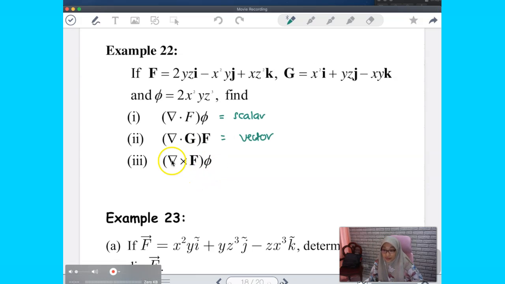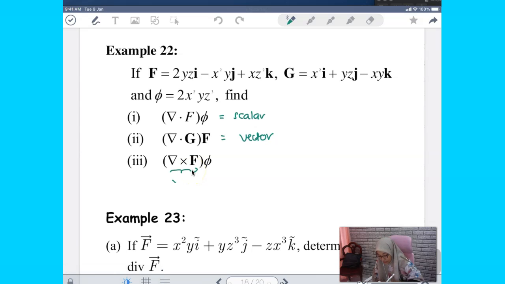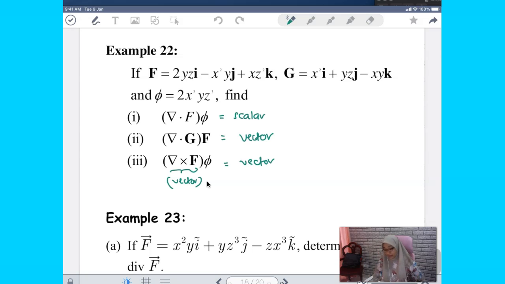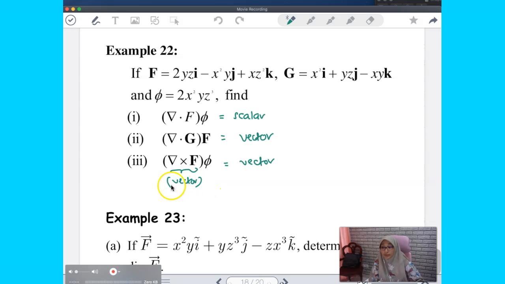And the third one, grad cross f, will give you a vector, right? So here we get a new vector, and the vector is then multiplied by the scalar, and the outcome is still a vector function. Next we want to compute the specific scalar and vector form that we have to obtain.